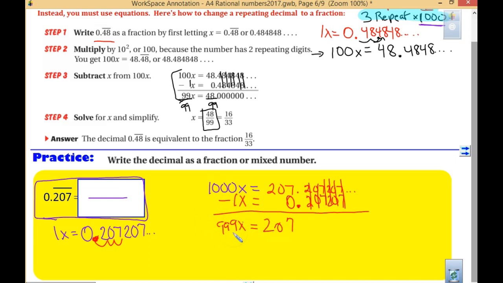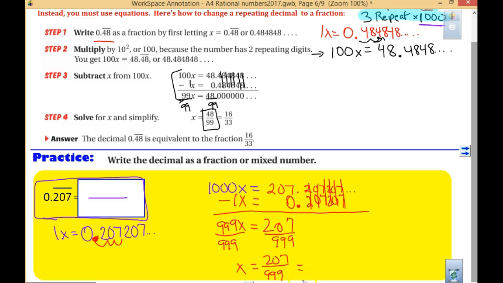I'm trying to get rid of the x, so I'm going to divide by my coefficient, 999, and on this side too. Now, if you leave this answer, if you tell me x equals 207 over 999, I'm going to give you full credit. But they simplify it. When you look at the answers in the back, they're going to be simplified.